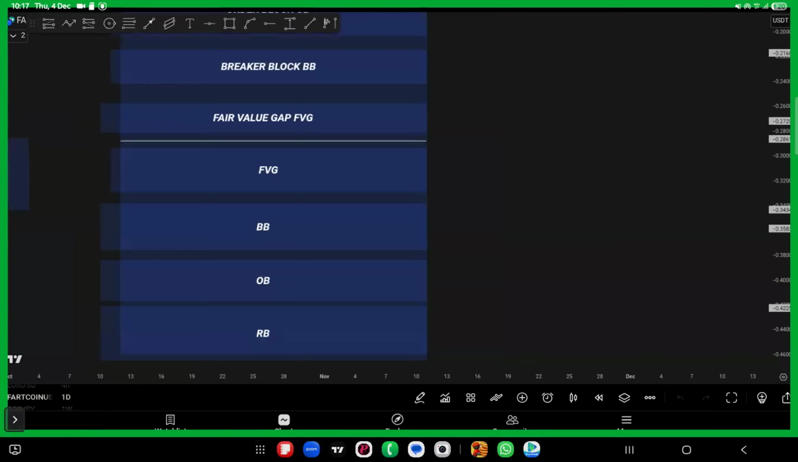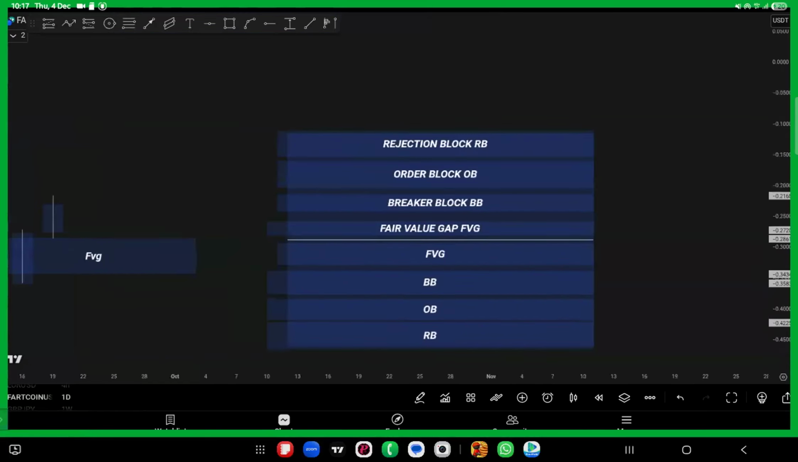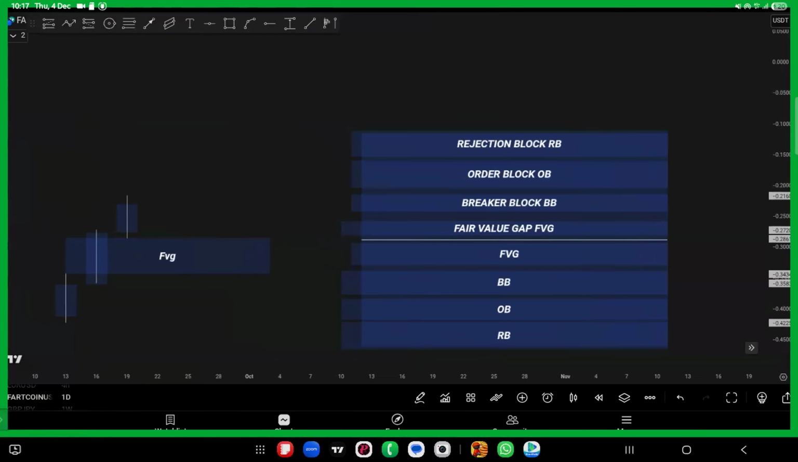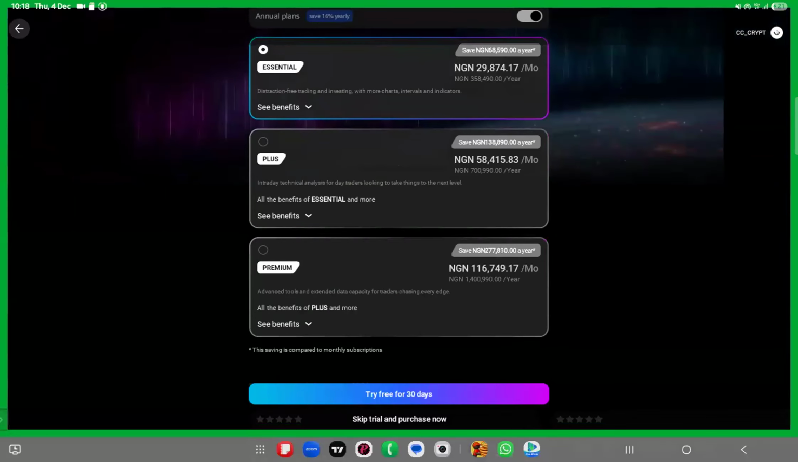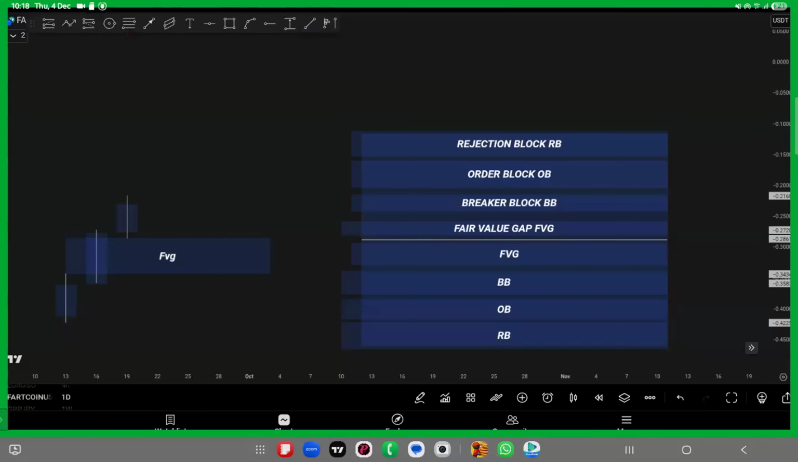So let's get started. Today we're talking about order block and breaker block. What exactly is an order block? Just like the name goes, it is a level in the market where there are a lot of orders, and one particular type of order is being filled with higher volume. I will say it again: an order block is a level in the market where one particular type of order is being filled at a higher volume.